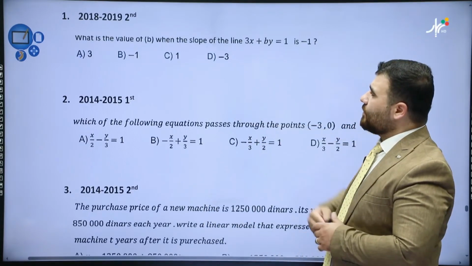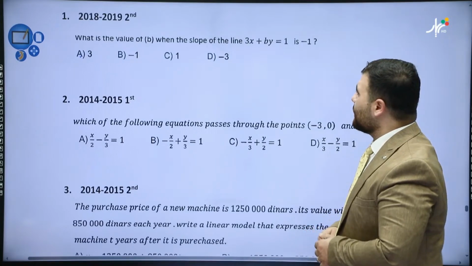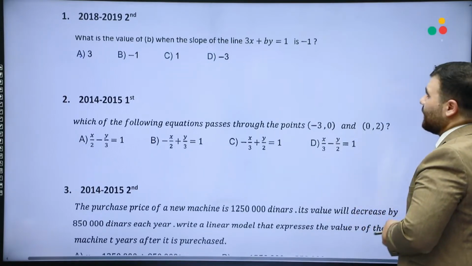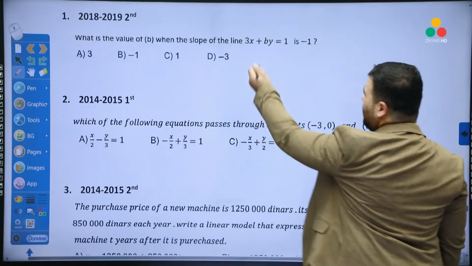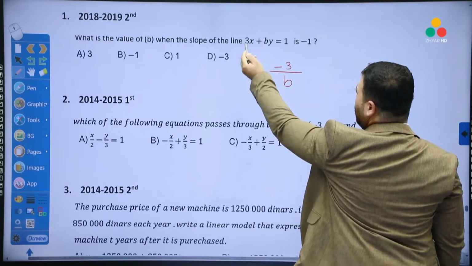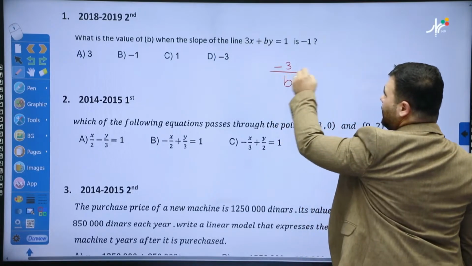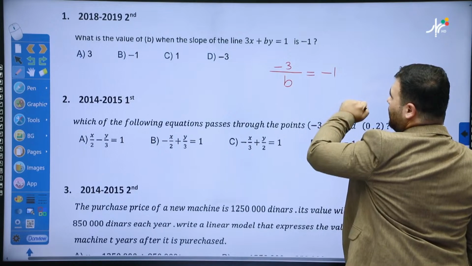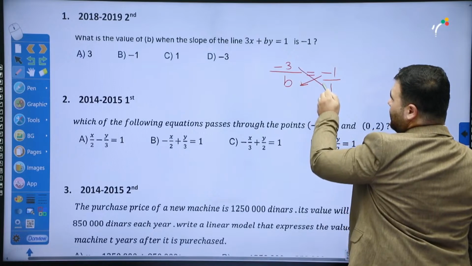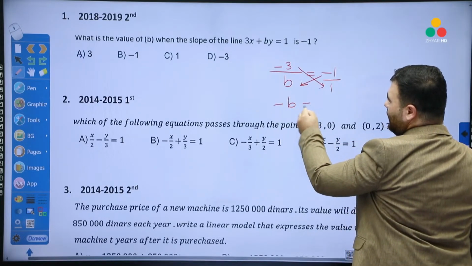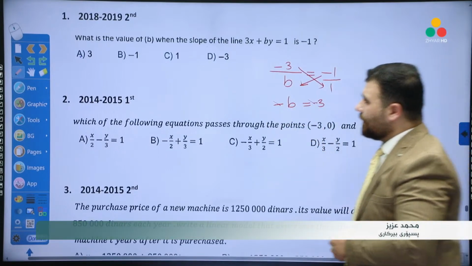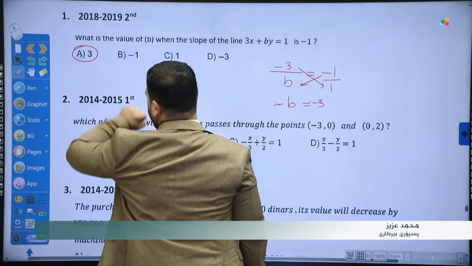Now we have the first question: what is the value of b when the slope of this line is -1? Now there is a b in the line, but let's write the rule of slope. We know slope is negative a over b, so -3 over b. This slope should be equal to -1. Now the denominator of this -1 is just 1. Now let's do cross multiplication. Negative b equal to -3. Negative cancels negative. b is equal to 3. This is the choice A.